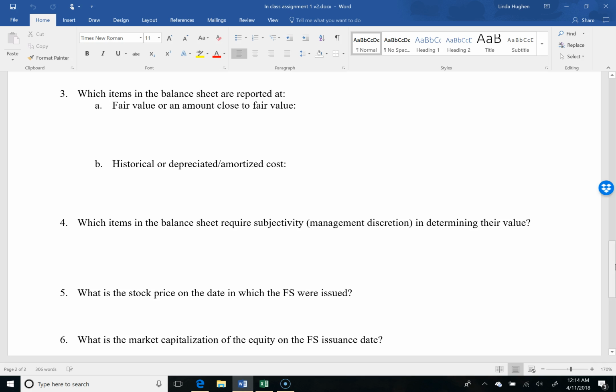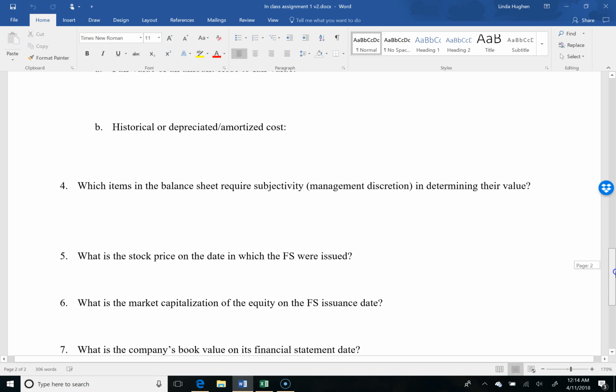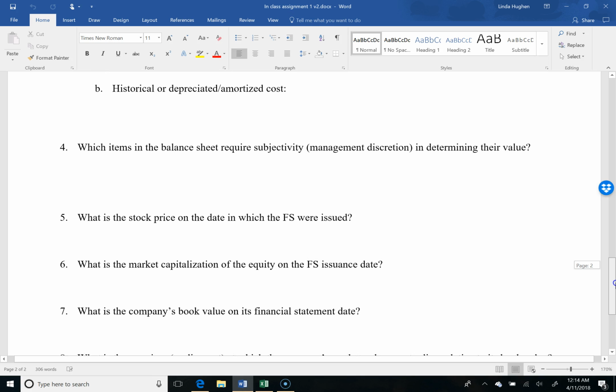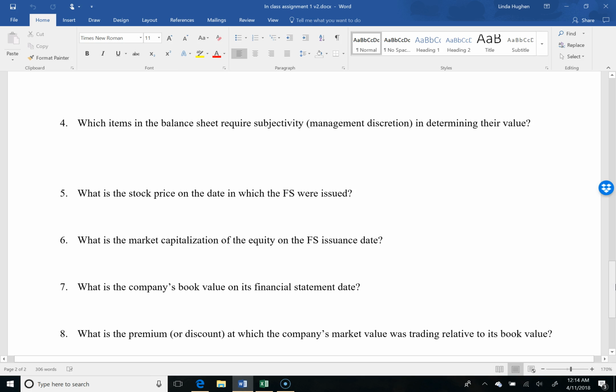Question 5 says what is the stock price on the date in which the financial statements were issued? So what determines stock price? Your basic economics class taught you that price is the point at which supply equals demand. But what causes the demand for a company's stock? Remember back to your financial management class. Stock price is measured as the present value of a company's future cash flows. The stock's price reflects the amount, timing, and uncertainty of the company's future cash flows.